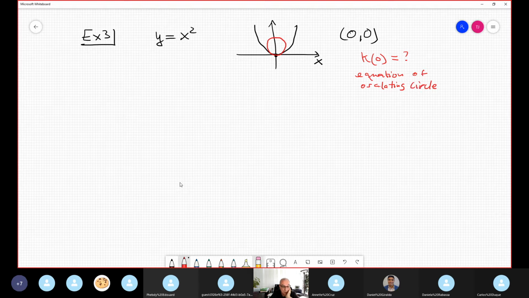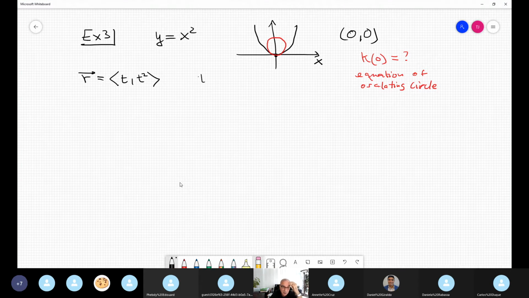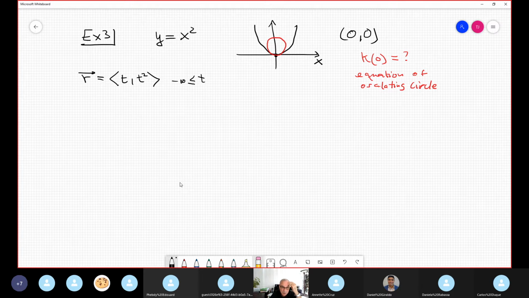Well, first of all, parameterization. The parameterization is too easy. Using the intuition, I declare, for example, x equals t and y equals t squared. This is a parameterization. That's the only way? No, of course not. And this parameter varies from negative infinity to positive infinity.